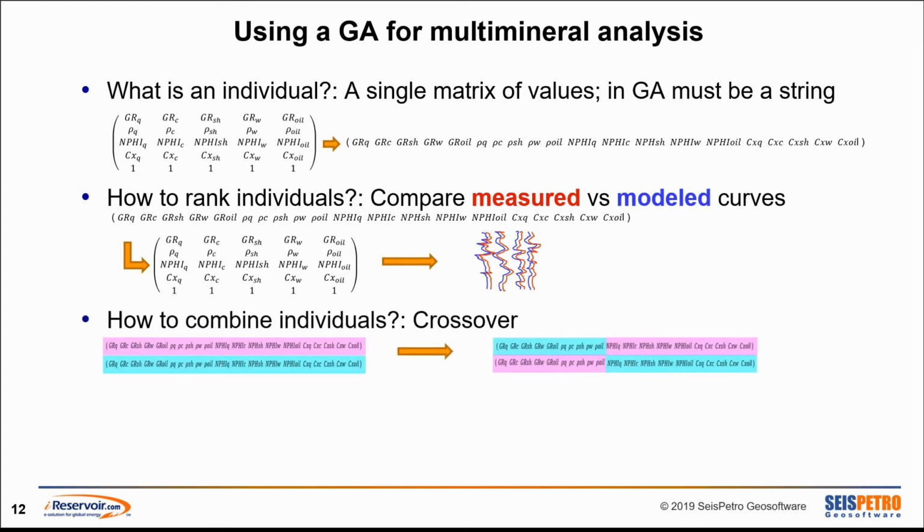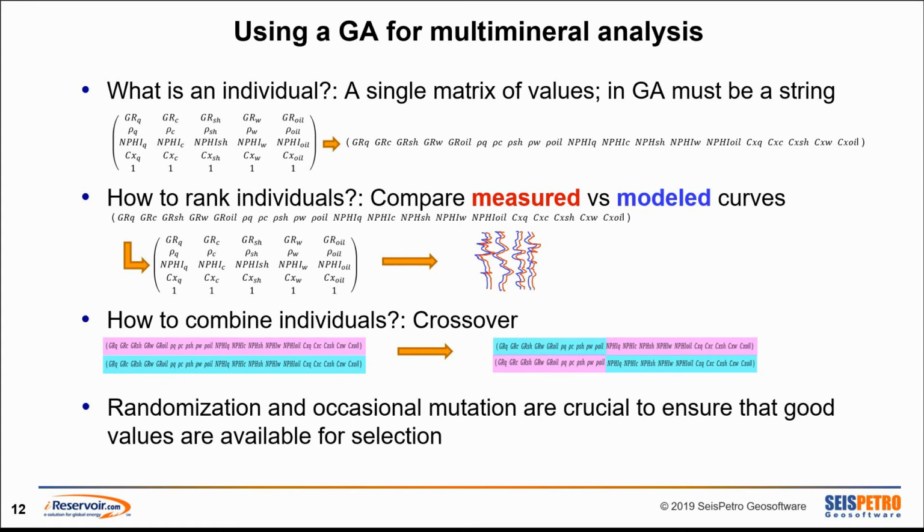The other question is how to combine individuals. The technique that we're going to use, that is commonly used in genetic algorithms, is called crossover. With this technique, we take parts of the information from, let's say, the best individuals in one generation, and we combine that information to form the children. In this particular example, we take half of the information from each of the parents, and we use that to create the offspring.